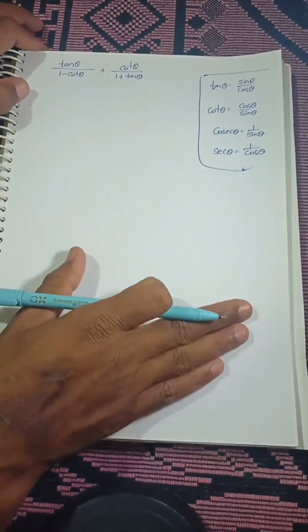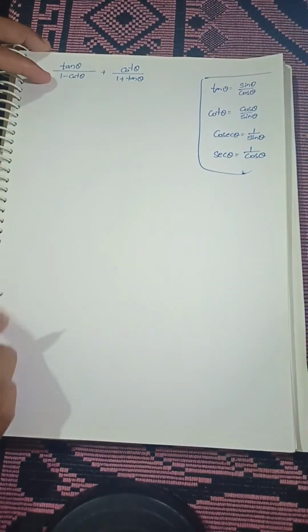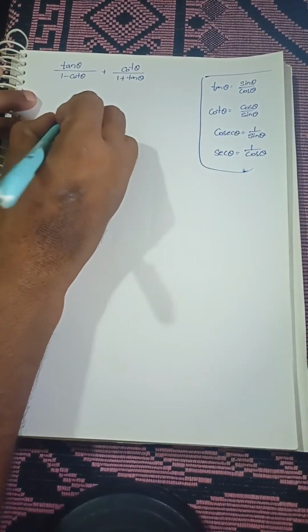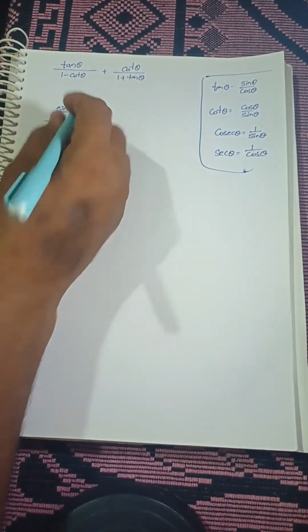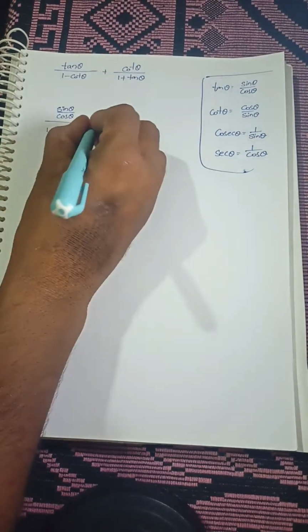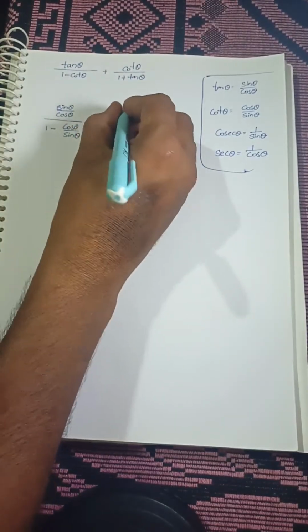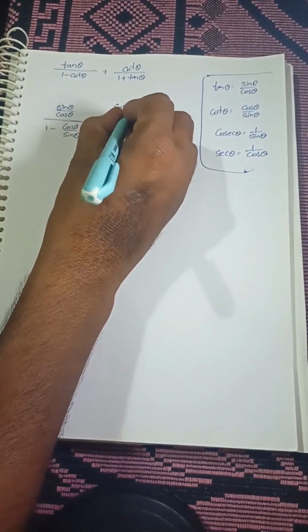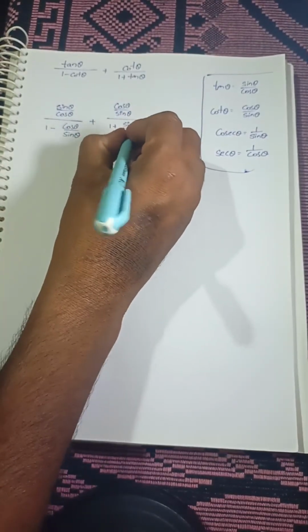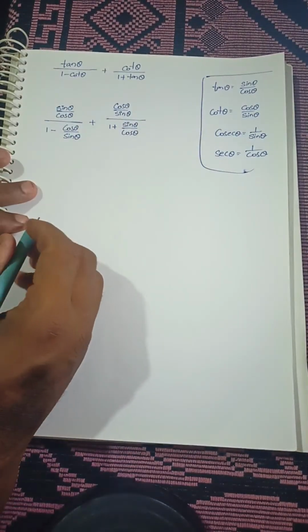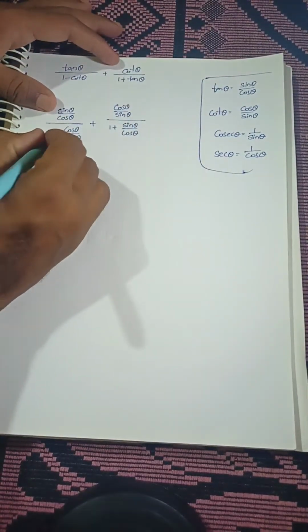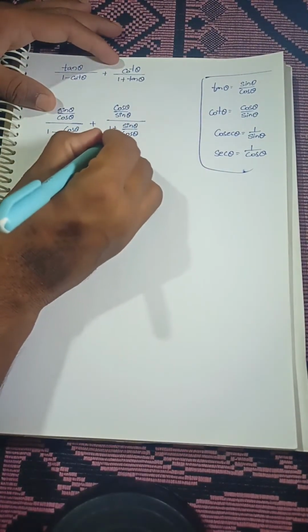If you are getting other options, see clearly. Tan theta means sin theta by cos theta, by 1 minus... Cot theta means cos theta by sin theta, plus here also cot theta means cos theta by sin theta by 1 plus sin theta by cos theta. See, numerator we are keeping as it is, denominator we are doing cross multiplication, 1 into sin theta, 1 into cos theta, cos theta.